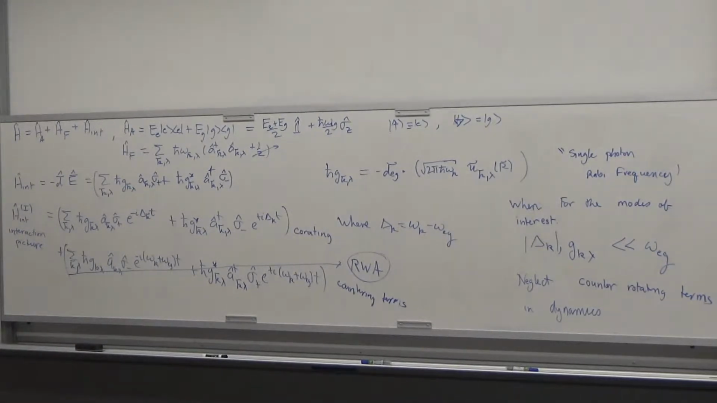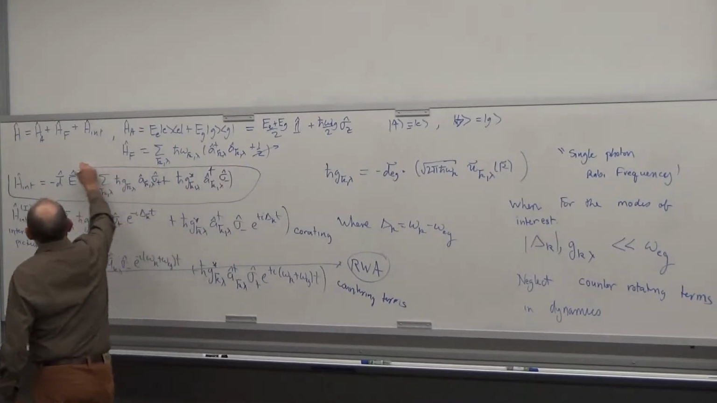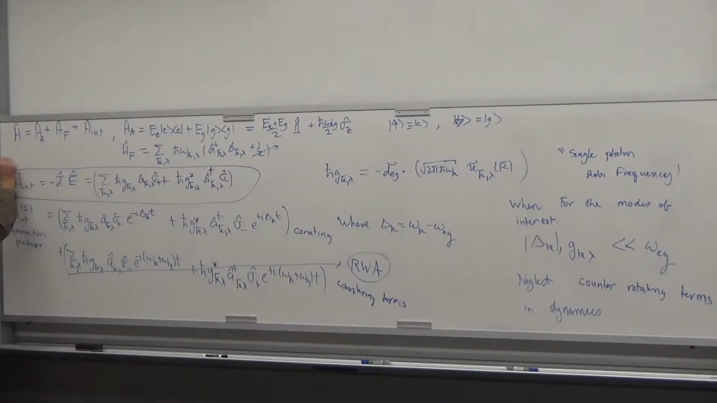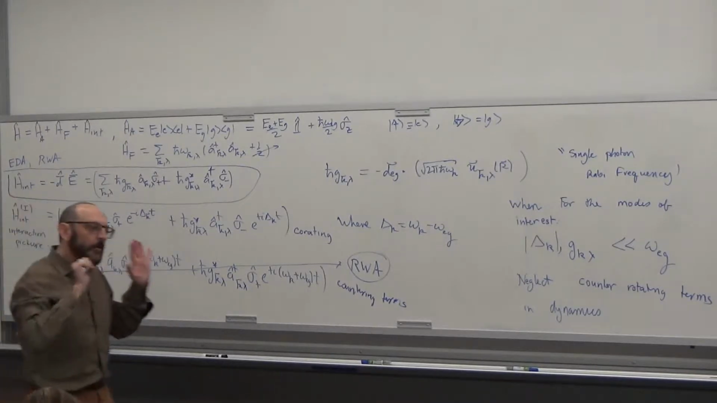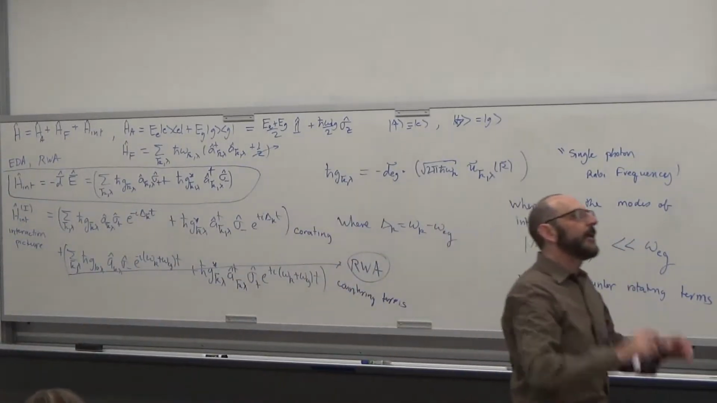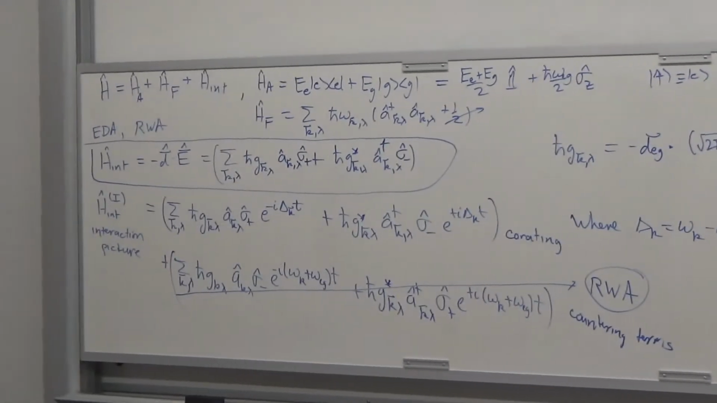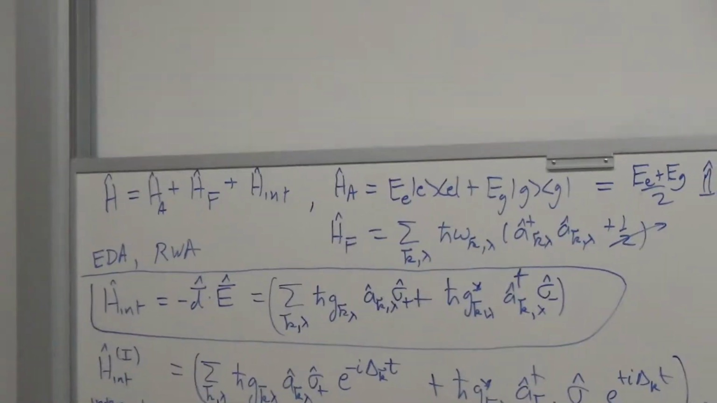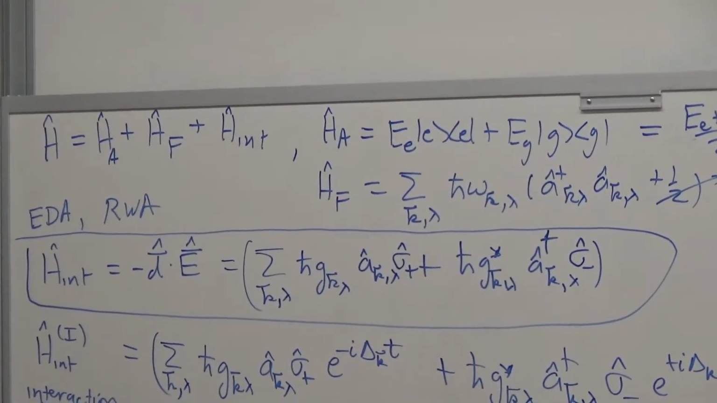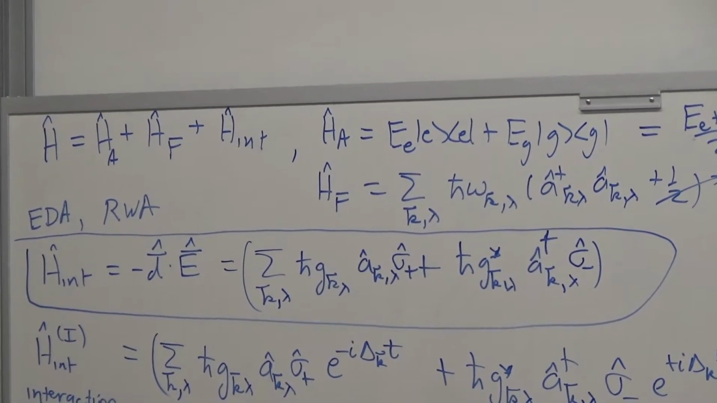Or maybe you didn't see it. Right? And so this is the interaction Hamiltonian in the electric dipole approximation and the rotating wave approximation. And that is our fundamental Hamiltonian that we always analyze in thinking about a two-level atom interacting with the quantized electromagnetic field. We've made a number of approximations, but approximations are good.